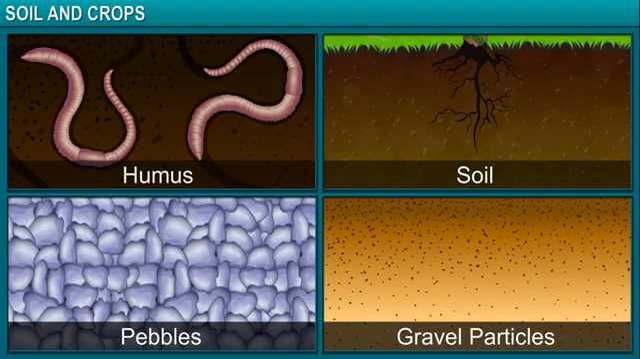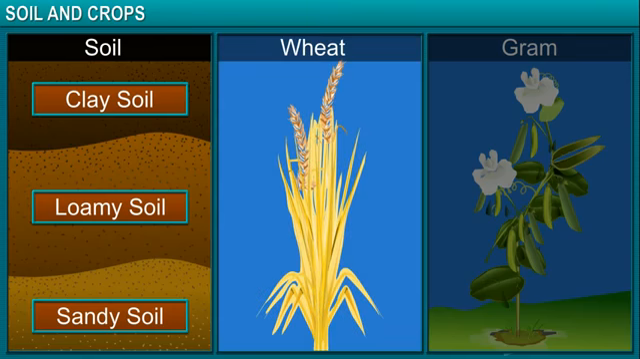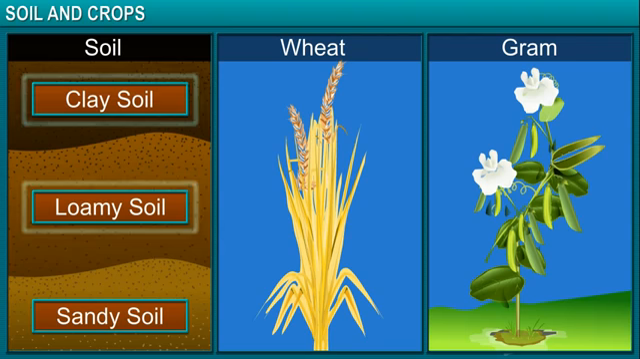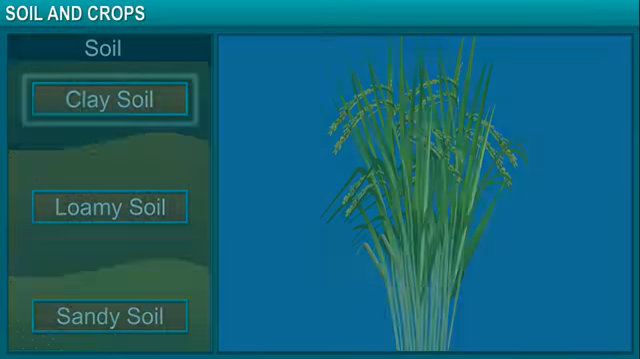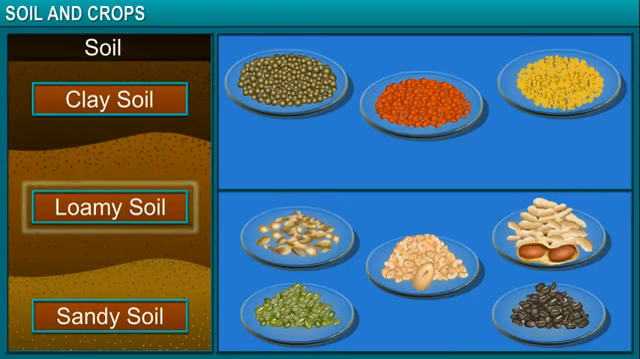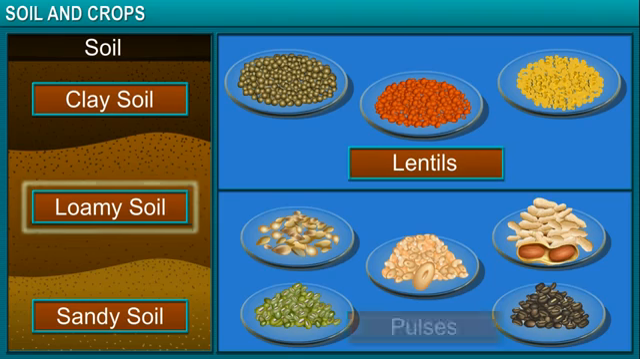a particular area. Cereals like wheat and gram are grown in clay and loamy soils because these soils have better water retention capacity. Soil rich in clay and organic matter with good water retention capacity are ideal for paddy. Loamy soil, which drains water easily, is suitable for lentils and other pulses.